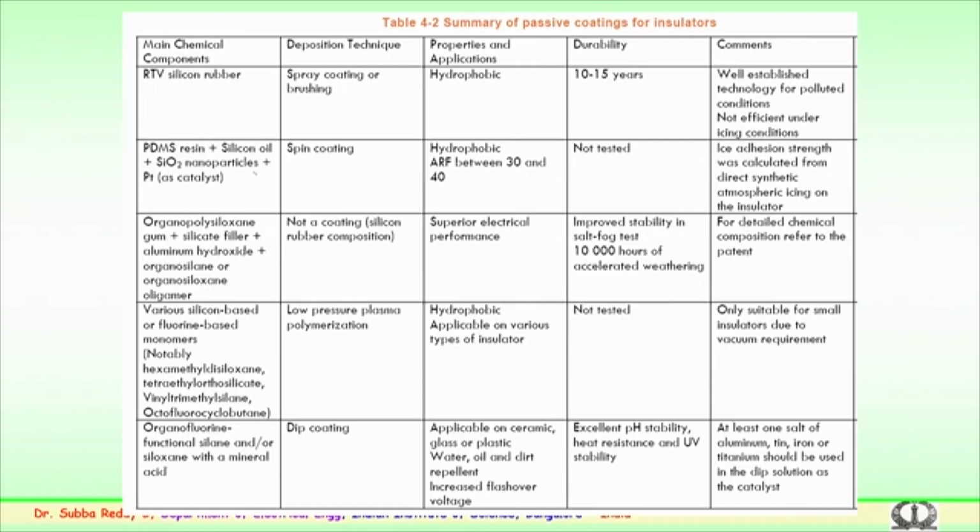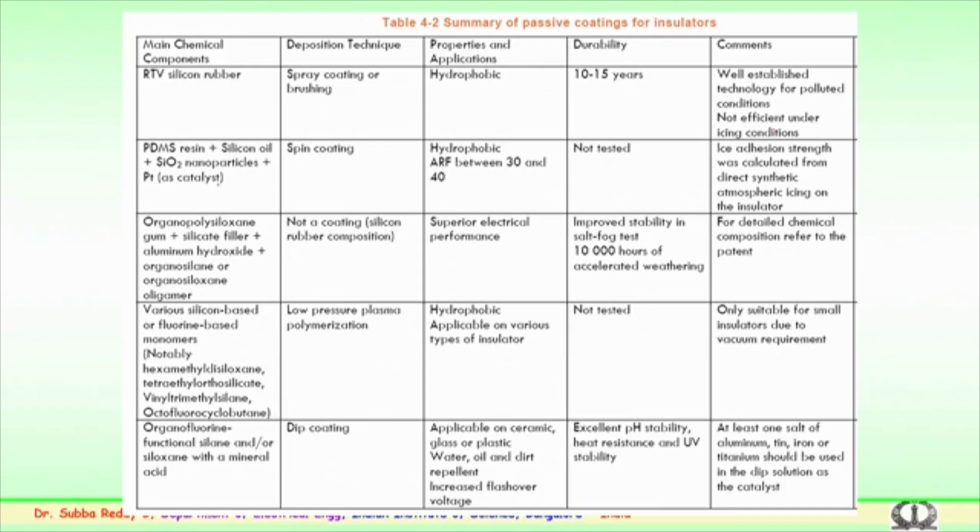Taking the example of the RTV silicone rubber coatings. This can be done either by spray coating or using a brush type of method. Basically this is used to see that the hydrophobic property is improved. The durability is said to be 10 to 15 years, and this method is a well established technology for polluted or contaminated conditions, but not effective under icing conditions.